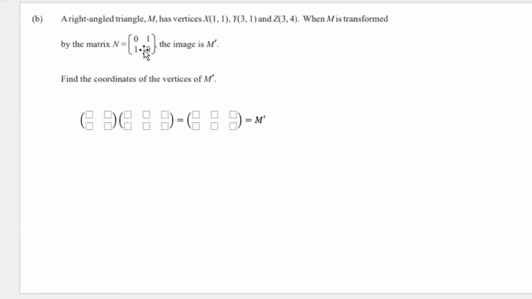So part B says a right-angled triangle M has vertices 1, 1 for X, 3, 1 for Y, 3, 4 for Z. When M is transformed by the matrix N, which is equal to 0, 1, 1, 0, the image is M prime, and they want us to find the coordinates of the vertices of M prime, which is basically the image. So these are the objects, and we're trying to find what the image is.